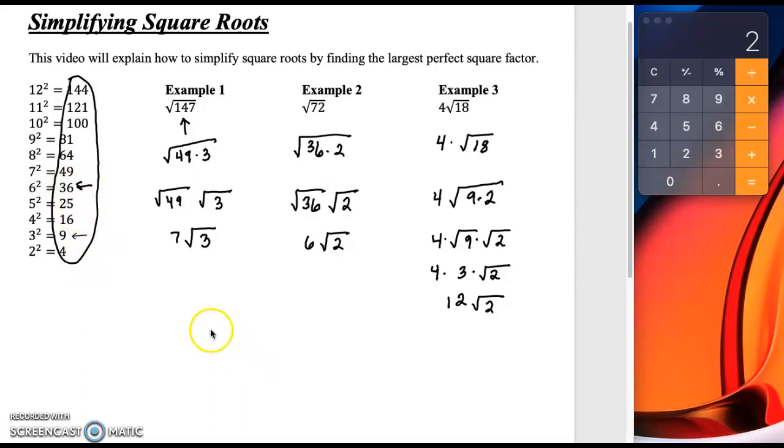Okay, so like if I had root 124, I would start by dividing 124 by 2 to get 62. And then that would mean that I'm going to start at 49 on my calculator. Okay? Alrighty. Good luck.